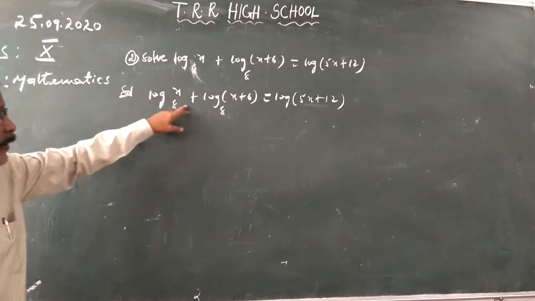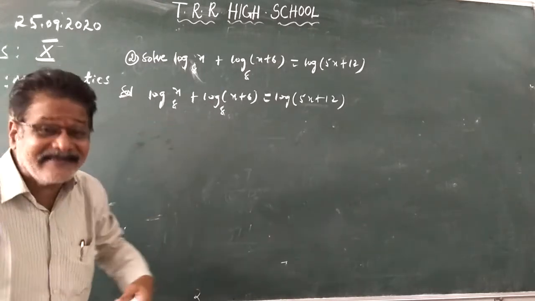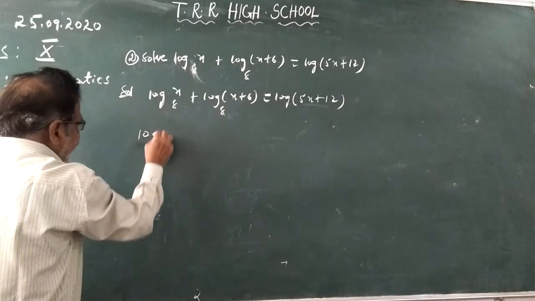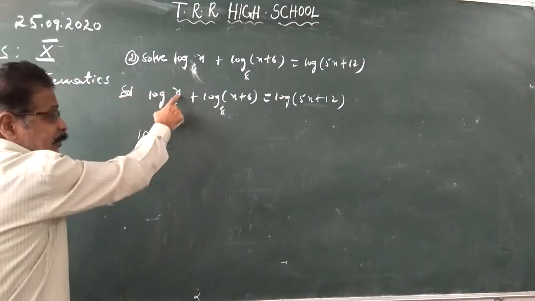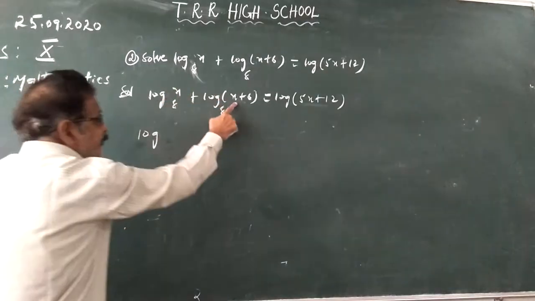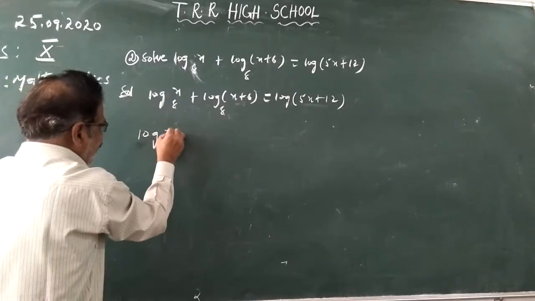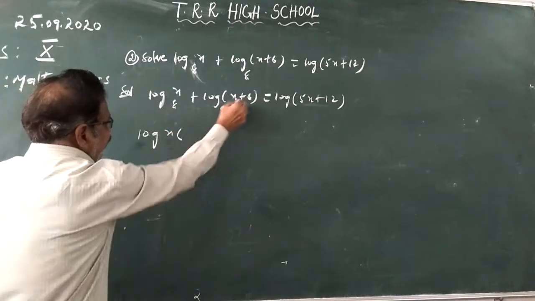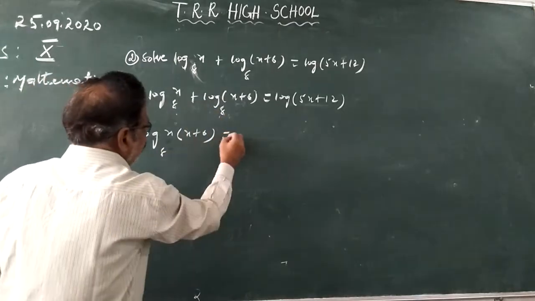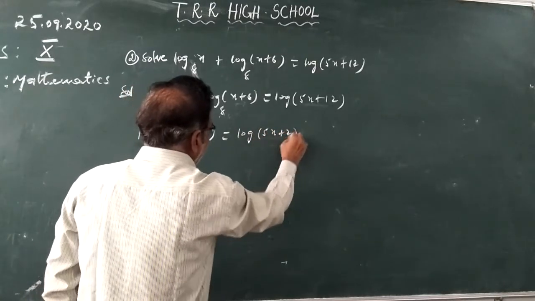Log x base a plus log y base a means log xy. This is expansion, written as a single logarithm. So log x plus log y is log xy. Here x is x, and y is x plus 6. So log x plus log y, log xy, is log of x times (x plus 6), base 8. That equals log of 5x plus 2.